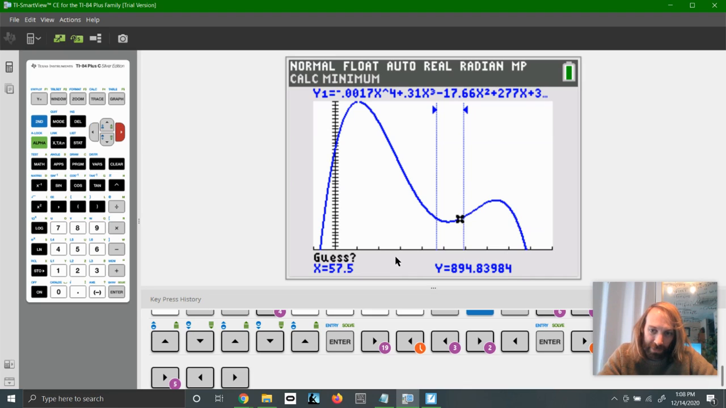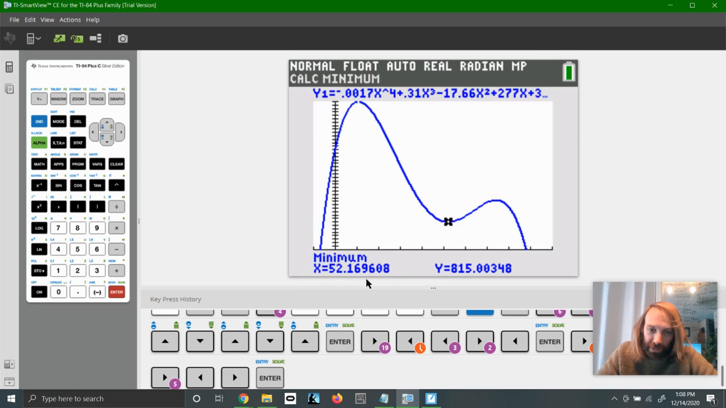But honestly, sometimes I'll do this for maximum. I just hit enter twice on the right bound to get the guess one kind of done. So you can see it just jumped. So now we know the minimum, this turning point right here, is at 52.1696, and so on, and this is the y value of it.